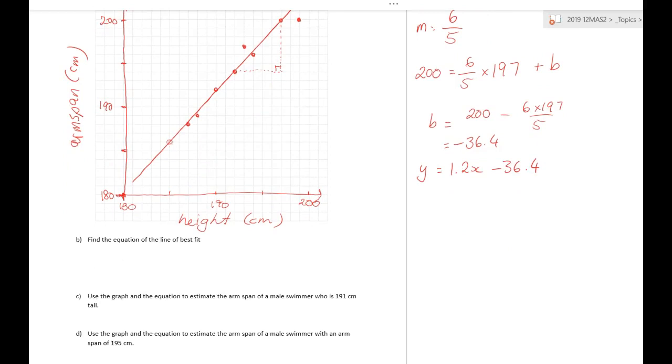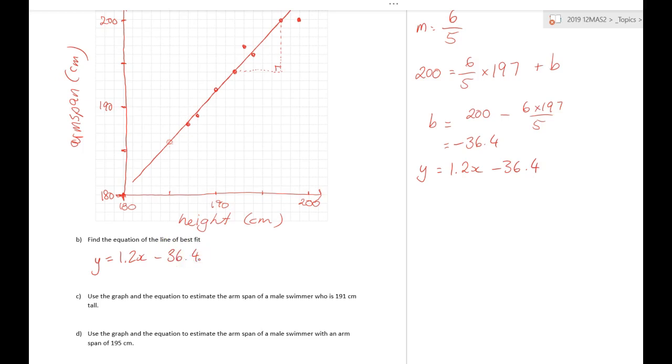Now, when you draw this, if you chose different points, you may very well get different values there, but you should get a similar sort of result. So I'm going to say here y equals 1.2x minus 36.4.